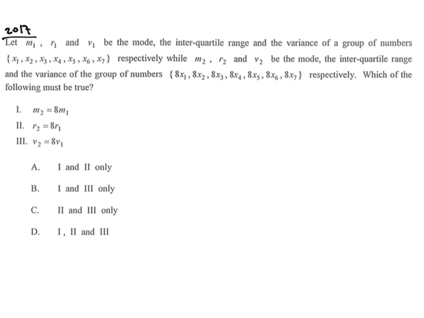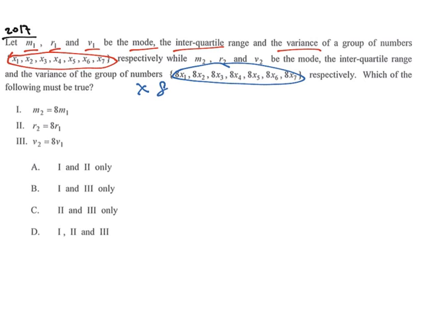Lastly, try to do 2017. This time, mode, interquartile range, and variance are given. M1, R1, and V1 are for the old data set. And then we have a new data set. Actually, it is times x. So times x means everything is times x, except the variance, which is times x squared. So mode times x is correct. Interquartile range times x is also correct. For variance it is x squared, because it is SD squared, so that one is wrong. So the answer is A, 1 and 2.